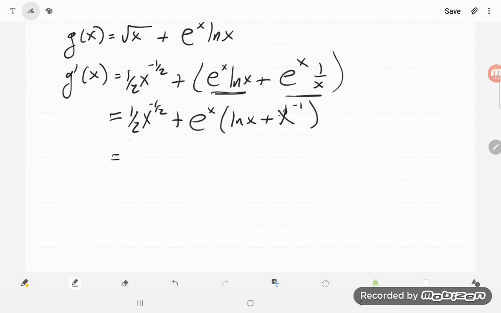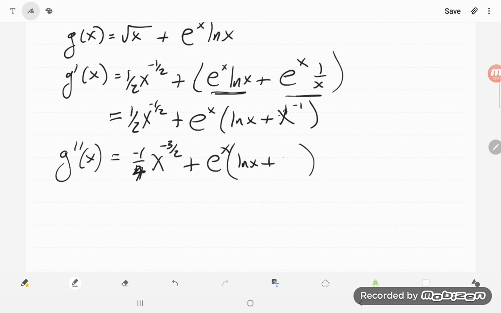And so now, second derivative, g prime of x, second derivative, bring down the minus 1/2, I get a minus 1/4 x to the negative 3/2, plus, now I have e to the x, the derivative of e to the x, which is e to the x times that thing, so log x plus x to the minus 1, and then plus e to the x, and times the derivative of that stuff in the parentheses, so that's 1 over x, and minus x to the negative 2, because I bring down the negative 1 and so forth.